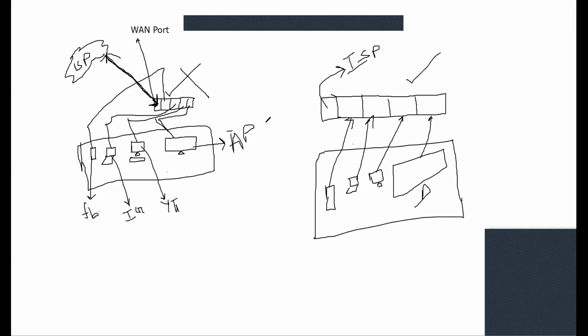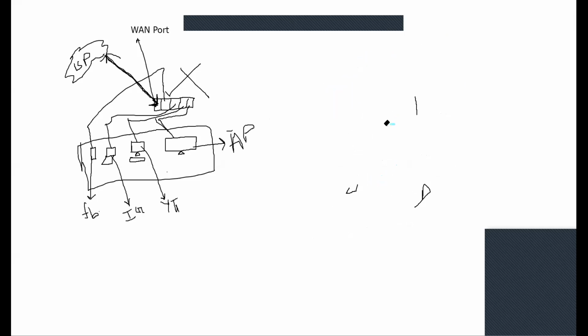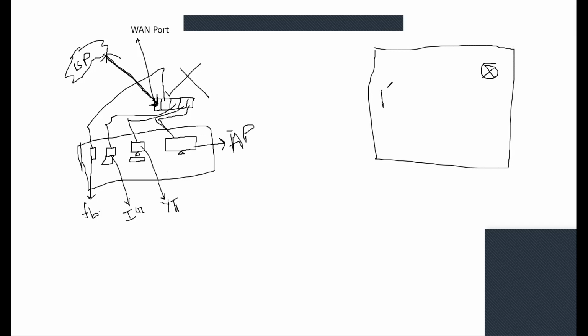And once we are done with the switch, you are finally left with the router. So what is this router? Basically you have a router in your home. So what exactly happens with this router? Let's just check it out. You have devices over here: mobile, laptop, computer, TV, smart TV, whatever it may be.